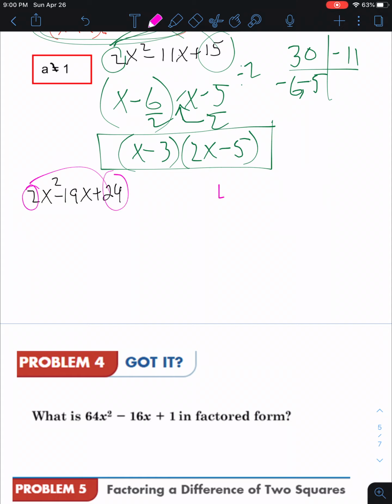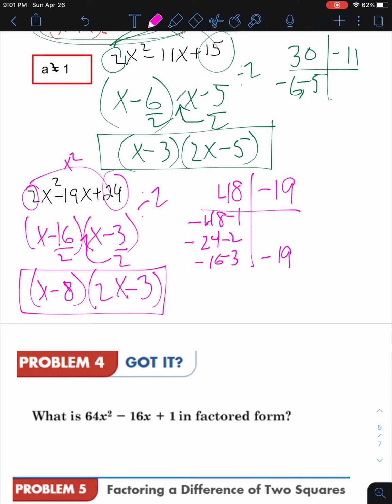Since we multiplied by 2, we'll divide by 2. Take it back out, and that gives me a clean x minus 8 for the first one. But this one does not, so we'll put the 2 out front, and it's 2x minus 3. There is my factored form. Check it by FOIL to get the answer, all right?